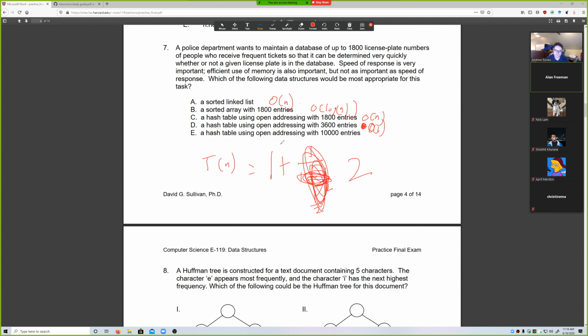Okay. Now, 2 expected lookups, that's great. And here we're using 50% memory overhead. So 50% of our spaces are wasted, right? Yep. Now we have a hash table with 1,800 entries.